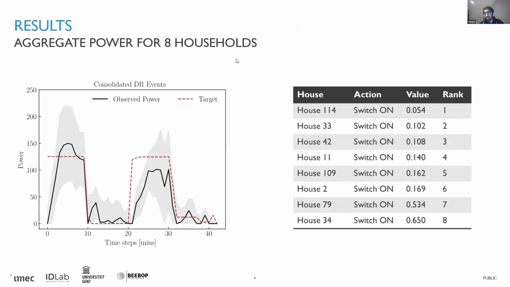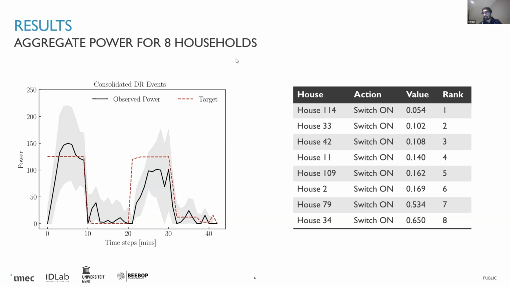The results, a snapshot of the results that we present. This is the result for the aggregate power over the 8 households. We wanted to measure the tracking performance, or how well the coordination strategy tracks this TR signal. What you see in red is the target values that were given, and the black is the observed power, with the shaded areas showing the standard deviations for different observations over the trial period. That's about 1 month in February.